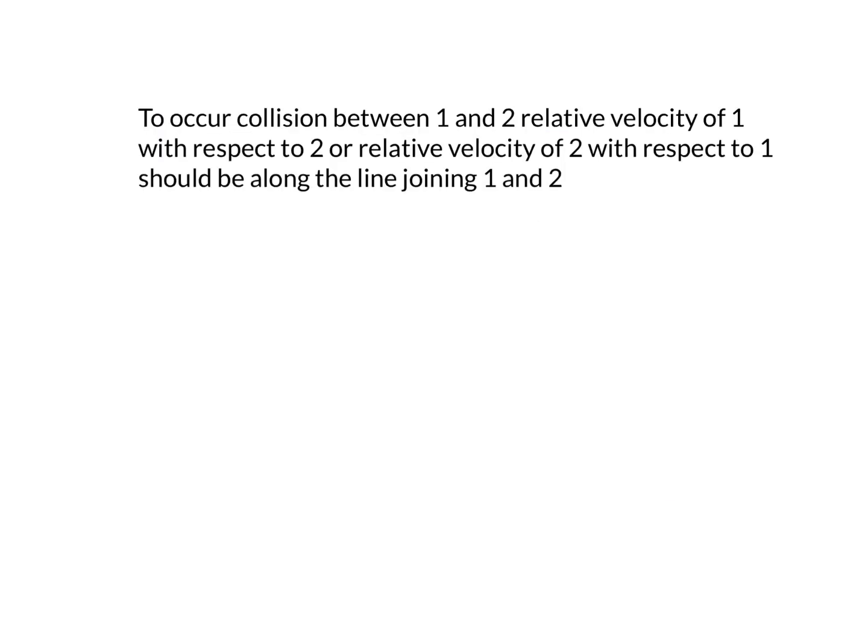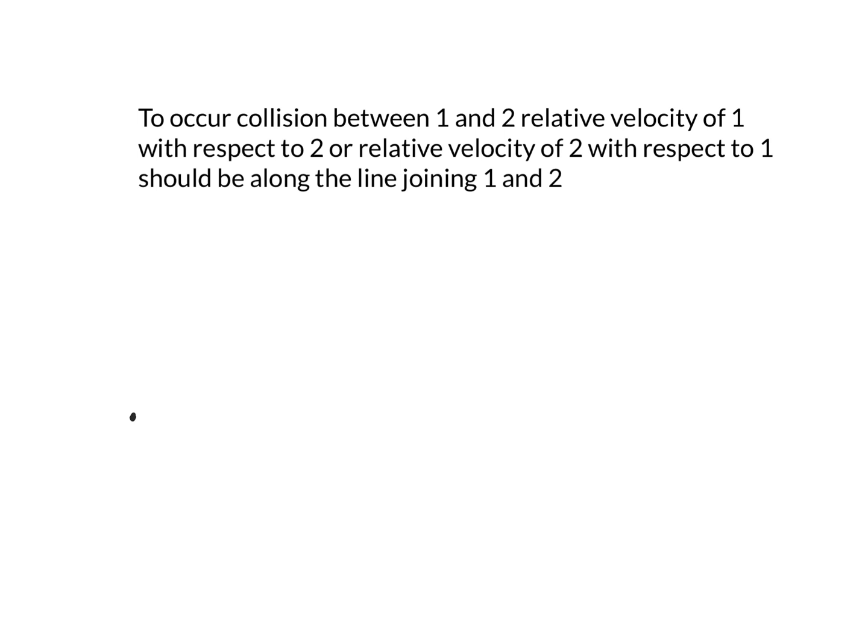So for a collision to occur between particle 1 and particle 2, the relative velocity of 1 with respect to 2, or the relative velocity of 2 with respect to 1, should be along the line joining 1 and 2. Now in questions they may ask you to find out whether they will make a collision, and if there is a collision, then the value of the time taken for the collision. So let's discuss that part.